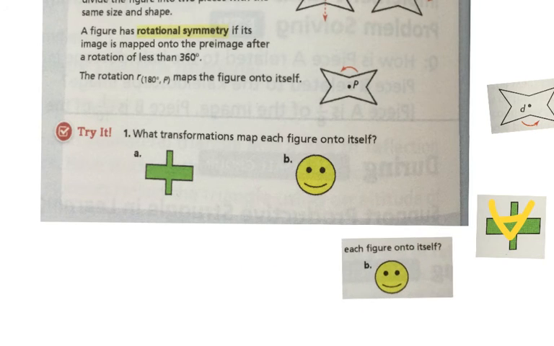So if you can't rotate it, you just don't put it at all? You're just saying what kind of symmetry it has. So they're not all going to have all the kinds of symmetry. Some of them may just have some.